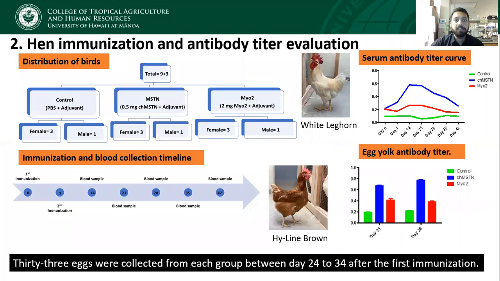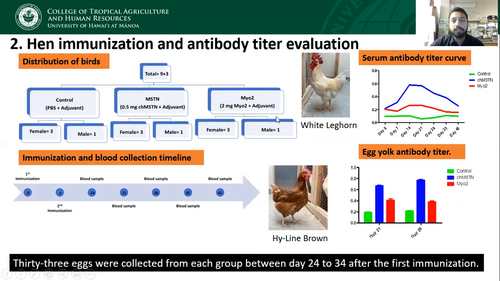The second part is hen immunization and antibody titer evaluation. For this experiment, we have three groups of birds. Each group has 3 Highland brown females and 1 white leghorn male. The control birds were immunized with phosphate-buffered saline with adjuvant. The recombinant myostatin group was immunized with 0.5 mg of recombinant myostatin with adjuvant, and the myo-2 group was immunized with 2 mg of myo-2 with adjuvant.